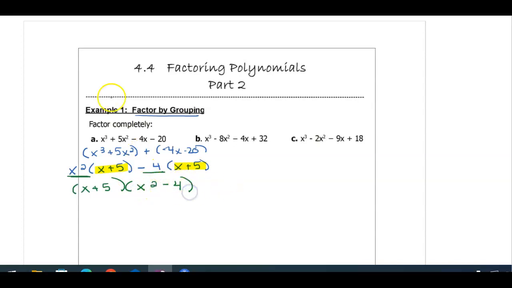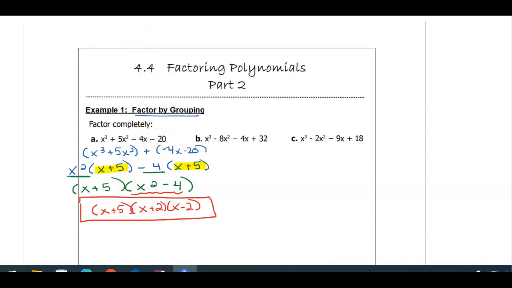So that's factoring by grouping. But if we look, I'm still not done because this is the difference of squares. So x squared minus 4 factors to x plus 2 and x minus 2. And then don't forget your x plus 5. So this here is in fully factored form.